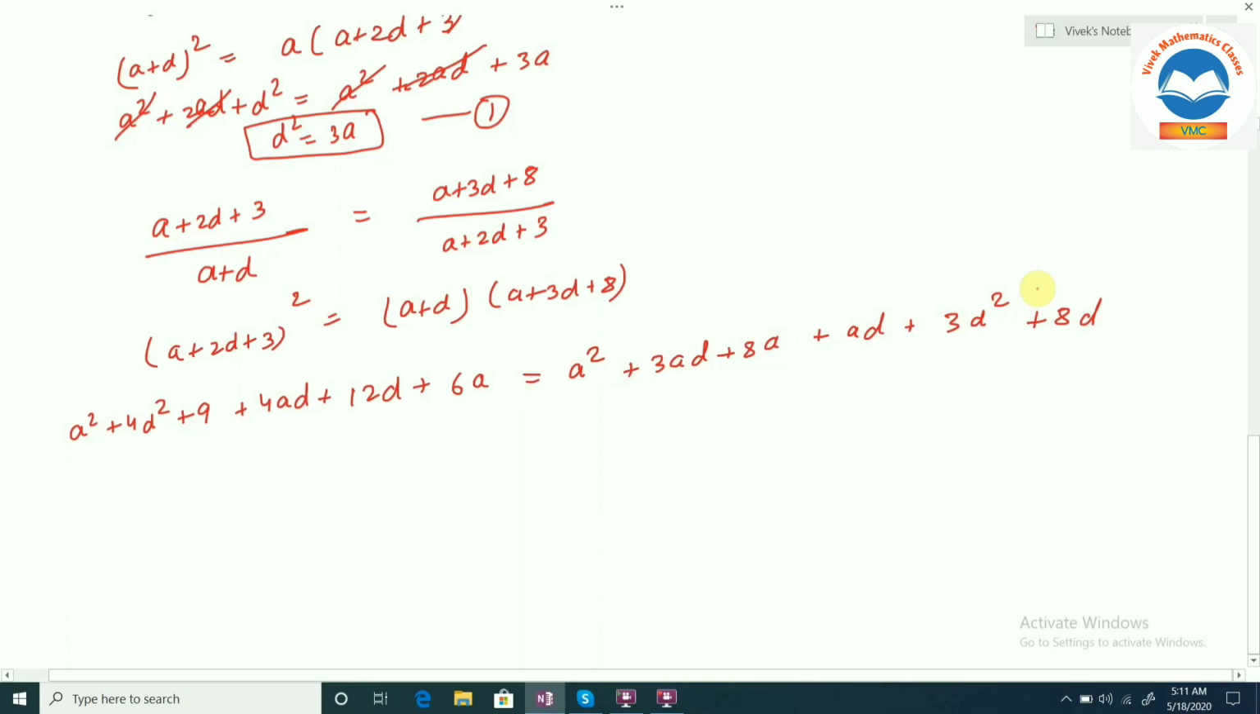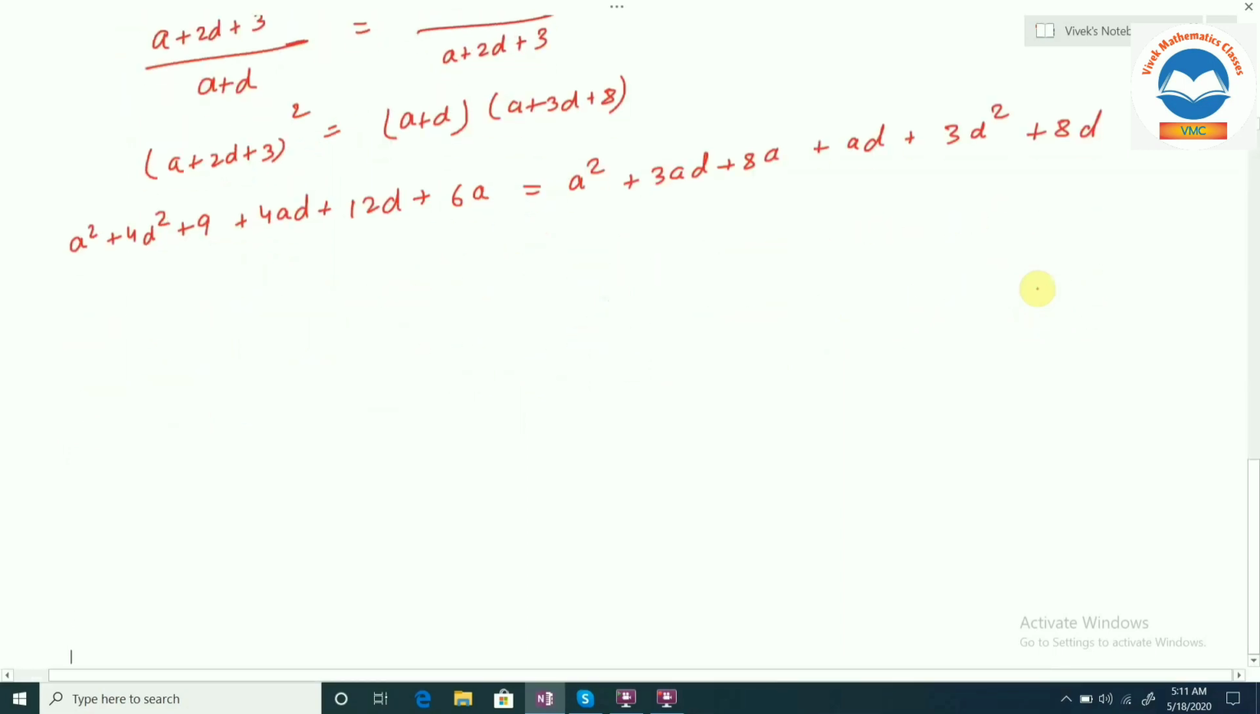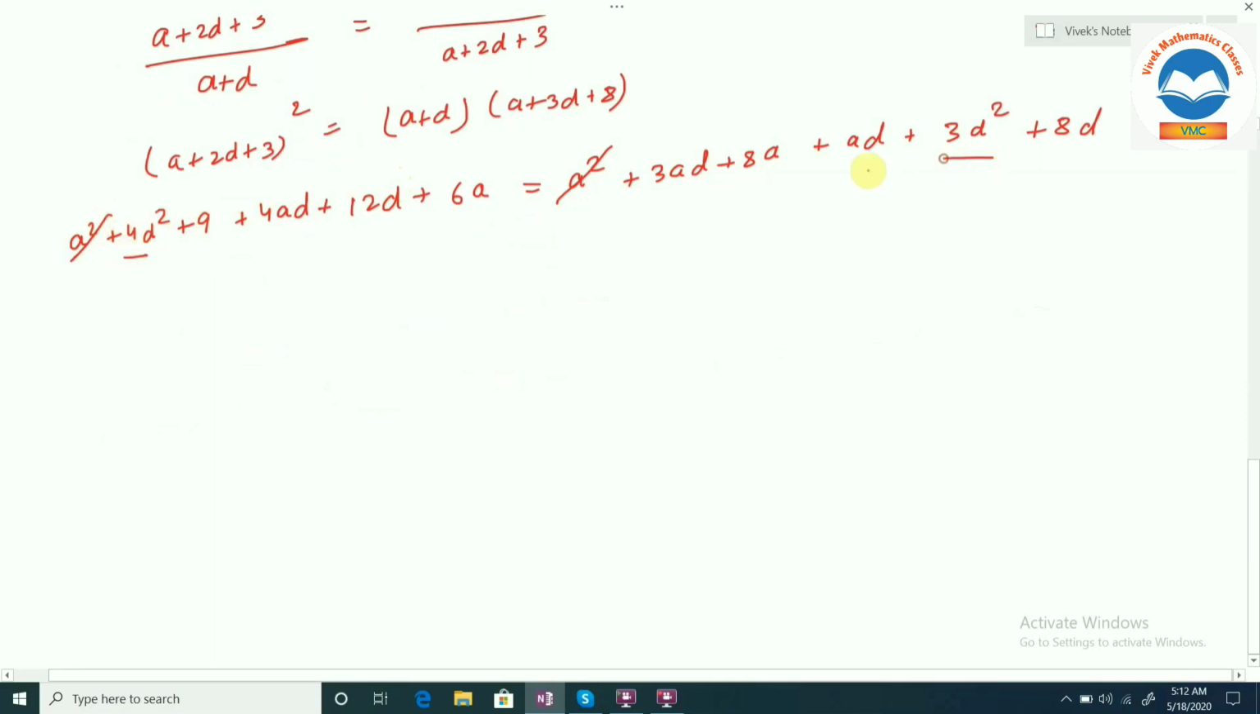Okay, so if you bring everything to one side, first of all this A square we can cancel out. Anything else we can cancel? No. Okay, we will bring everything to one side. Here 4D square, here 3D square. How much will we get? D square. 4 minus 3 will be 1D square. Okay, plus 4AD and here also 4AD. This will be cancelled out.